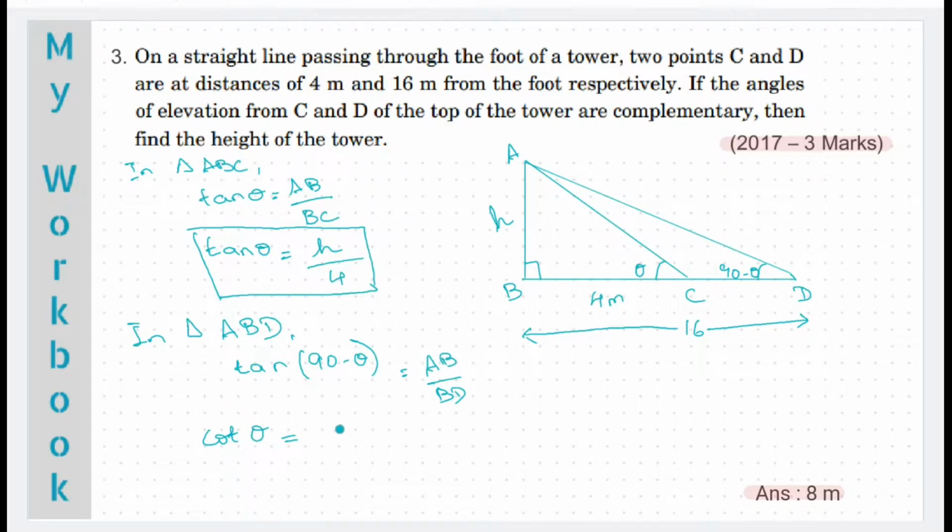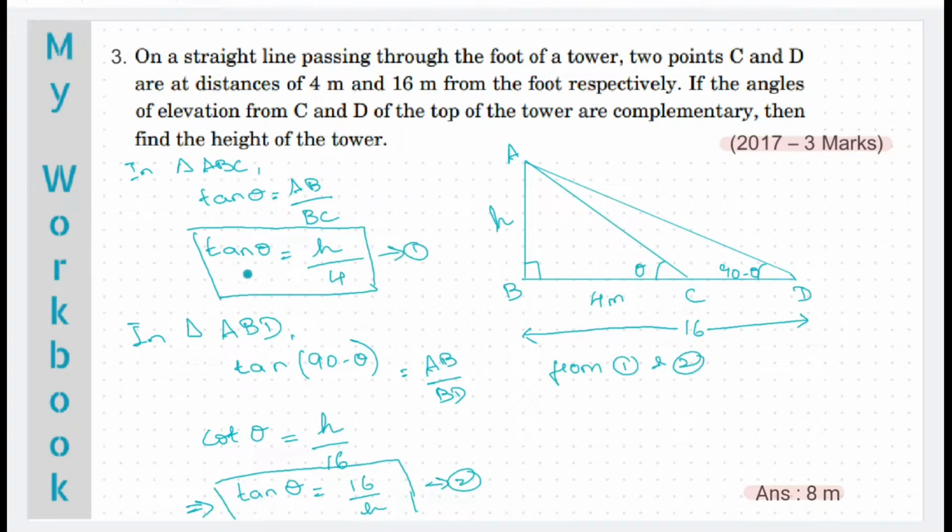And AB is nothing but h, BD is 16. So if cot theta is h by 16, what is tan theta? Reciprocal of it. So 16 by h. So this is another equation that we have. We can say tan theta is h by 4, which is also equal to 16 by h. So h by 4 is equal to 16 by h, which is equal to tan theta.